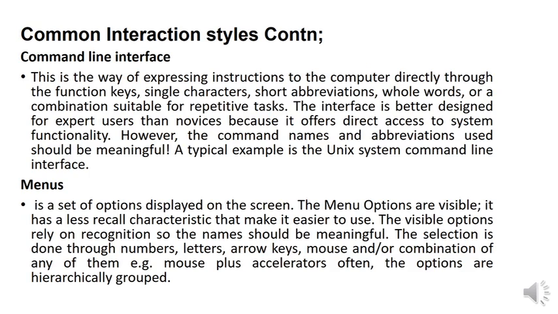Menu is a set of options displayed on the screen. The menu options are visible. It has a low recall requirement that makes it easier to use. The visible options rely on recognition, so the names should be meaningful. The selection is done through numbers, letters, arrow keys, mouse, or a combination of any of them, e.g. mouse plus accelerator. Often the options are in hierarchical groups.